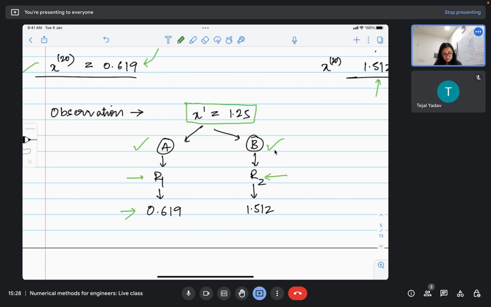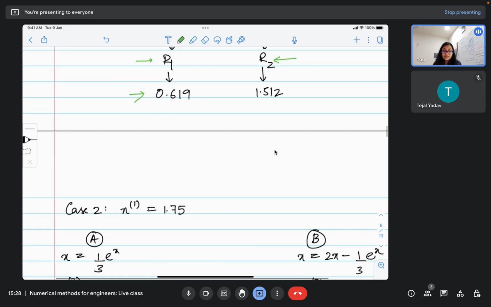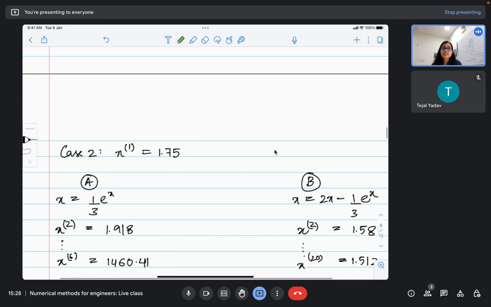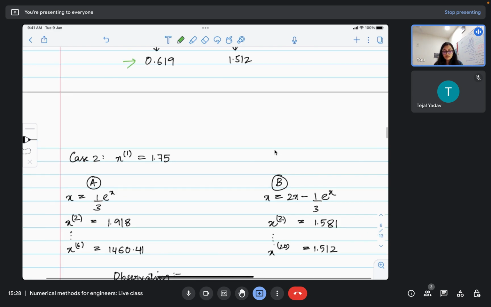Now let's see the importance of selecting this initial guess very precisely, and what happens if the initial guess is changed. We had done with 1.25, right? Let's go ahead and try with 1.75 now. Again the type of recast remains the same, type A and type B, where it was 1 by 3 e to the power x, and this was 2x minus 1 by 3 e to the power x. Here you will see.